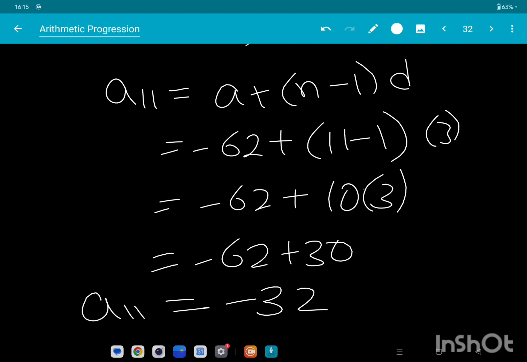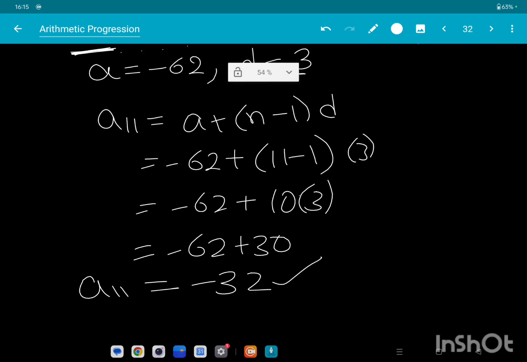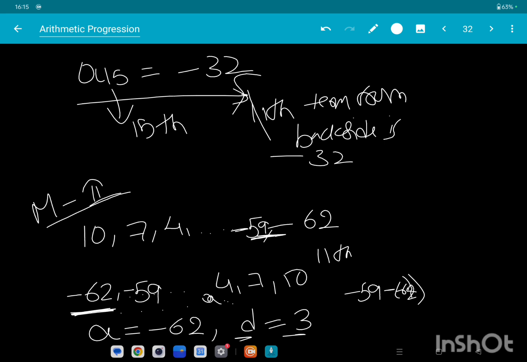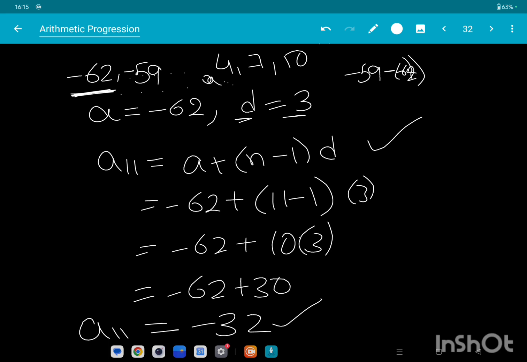So A11. There are two ways, same answer. Minus 32 here, and here also minus 32. The method is different, but the answer is the same. So it is very simple. I think this is the simple way. So I told you two; it's your wish which one to follow.